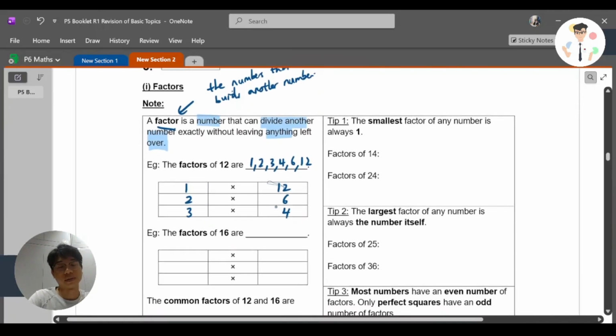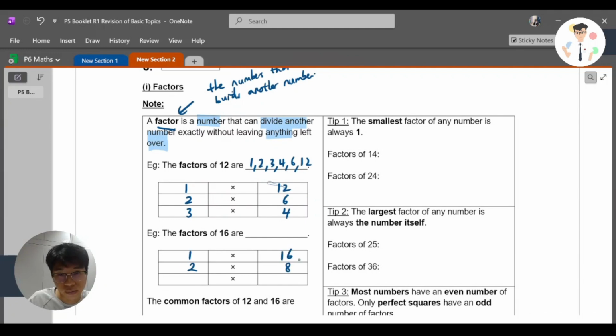How about 16? 16 can be 1 times 16, 2 times 8. Can 3 multiply with something to give you 16? No, then it's not a factor. How about 4? 4 can, right? 4 times 4. So we have 1, 2, 4, 8, 16. These are the factors of 16.